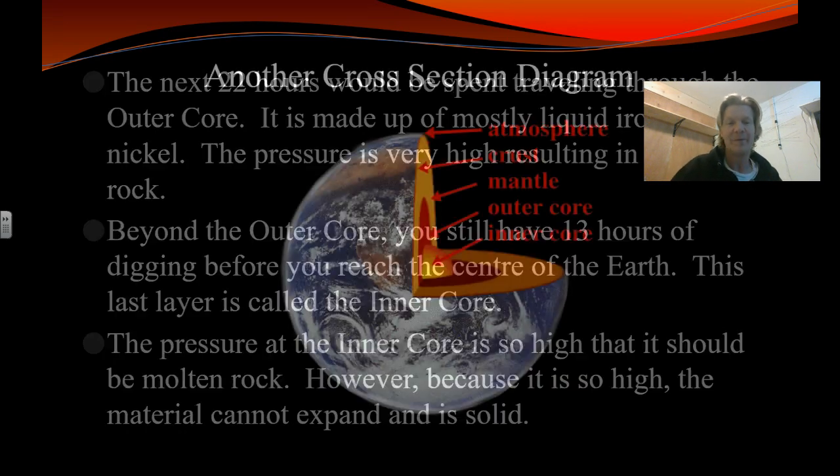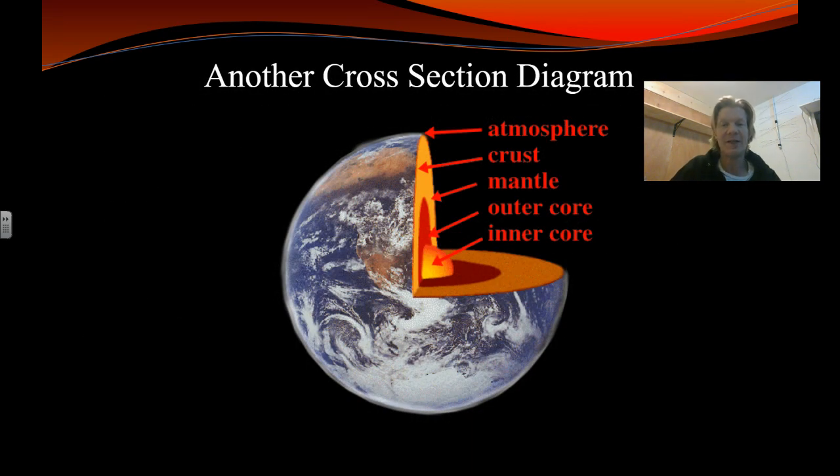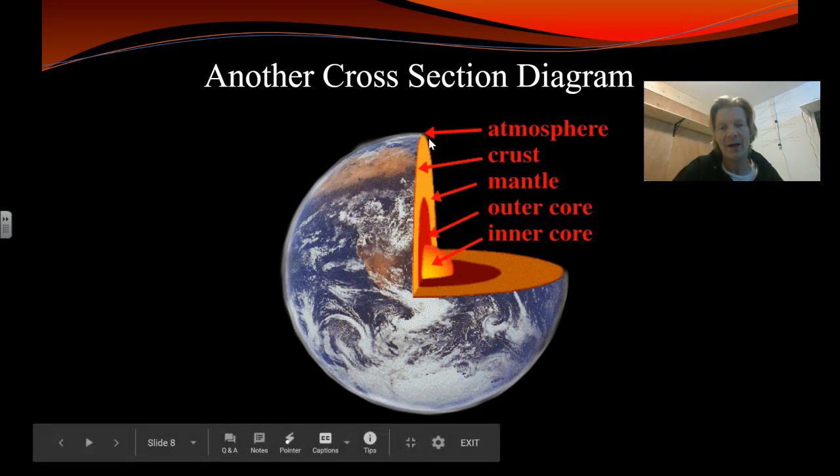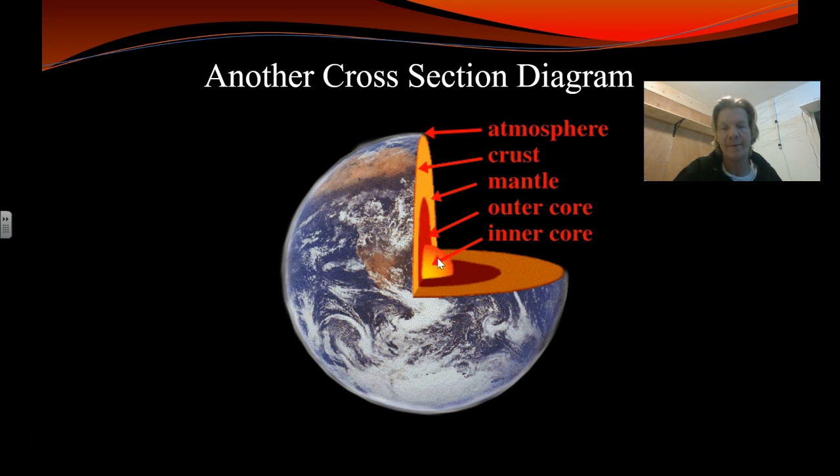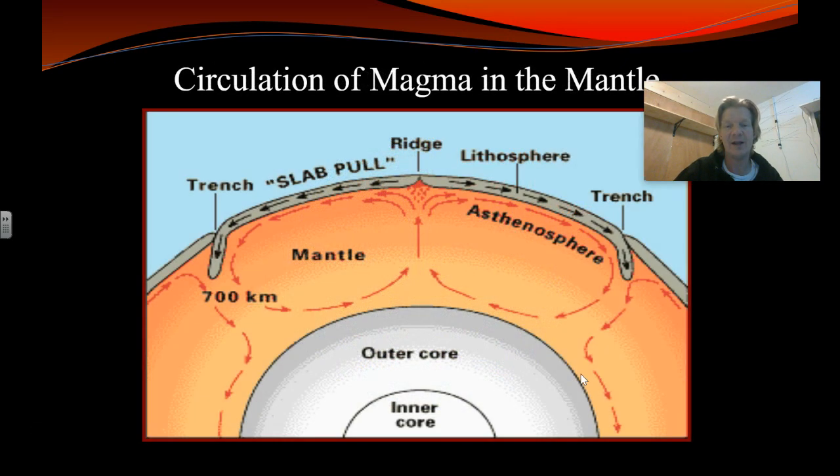It was pretty cool. There's another cross section, the same one we looked at before. And you can see that's the atmosphere, right? And then the crust is this thin little red line. And then below that, there's the mantle, then the outer core, then the inner core. And again, these are theoretical layers. There's no way of telling for sure.